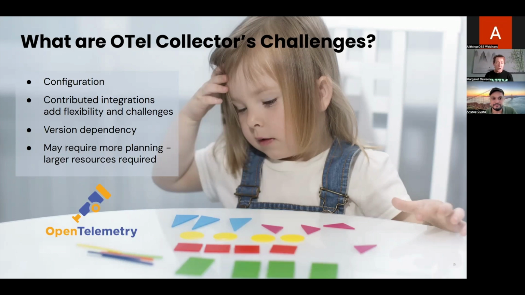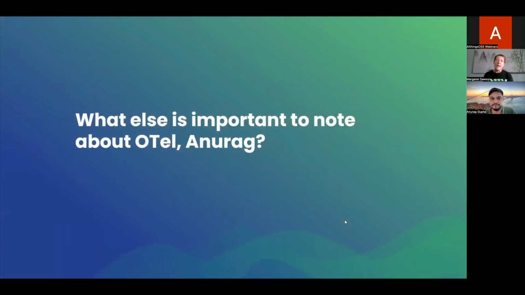Version dependency per component is also a challenge. So sometimes the different components and different versions are a little bit clunky together. So something to watch out for. And frankly, it may require some additional planning. So we talked about resources and where Fluent Bit is very good at resource constrained environments. With OTel Collector, there are more resources required. So you just want to think about that as you are moving forward with OTel. So what have I missed on the OTel Collector side?